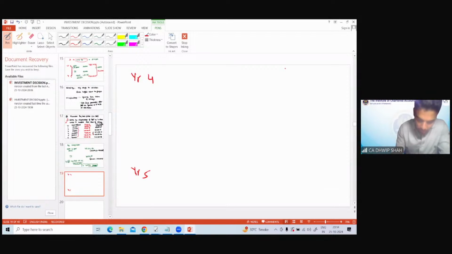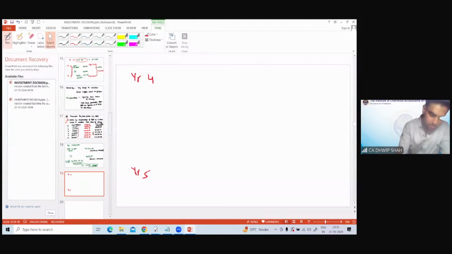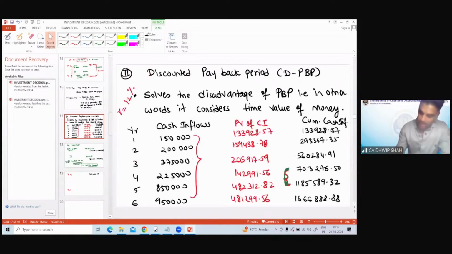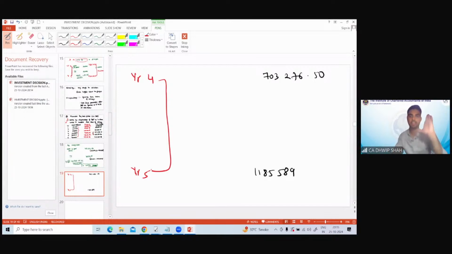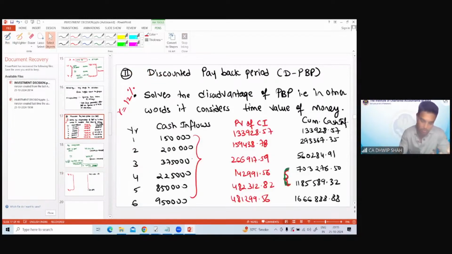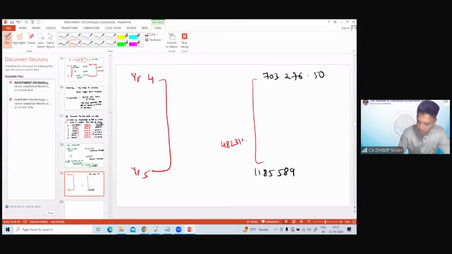In year 4, my cumulative discounted cash inflows were 703,276.5. And my cumulative discounted cash inflows till the end of year 5 were 1,185,589. So in this entire period, between year 4 and 5, in this one year, can I say how much I am able to recover? Take the difference. It is nothing but 482,312.82. Yes or no? I'm able to recover 482,312.82.